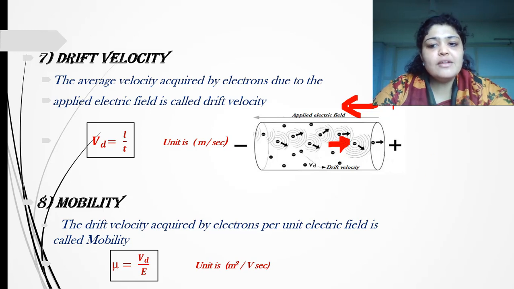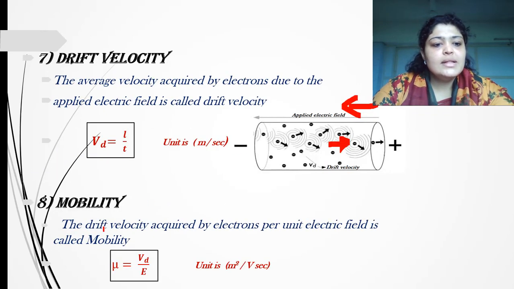So if the electric field is towards the left, the flow of electrons, they experience a force, they are accelerated, or you can say they are drifted. They are drifted towards the positive terminal. So this is what is known as the drifting of electrons. The average velocity which electrons acquire due to this applied electric field is known as drift velocity. Its unit is meter per second.